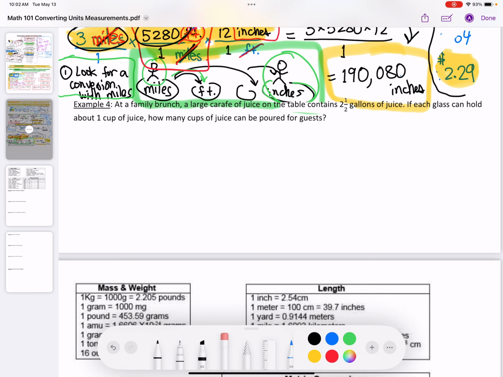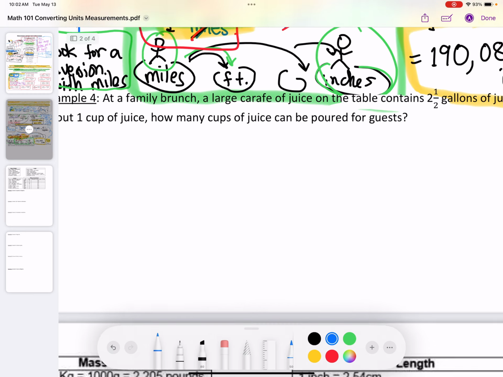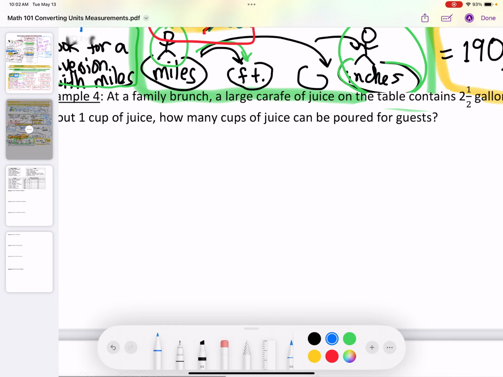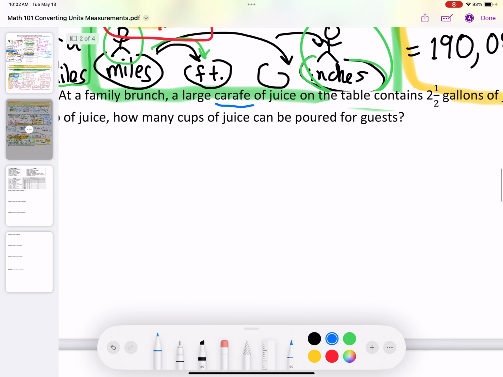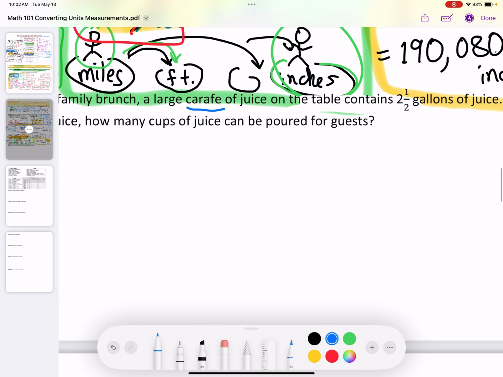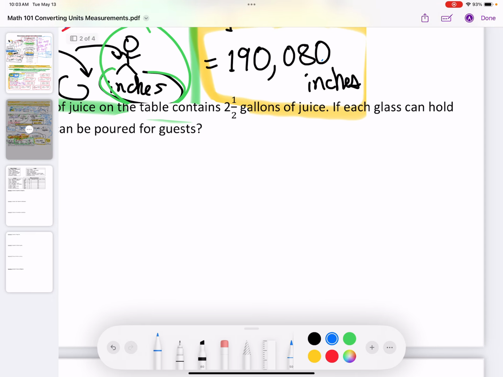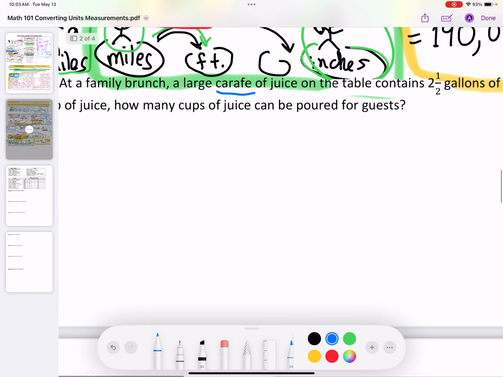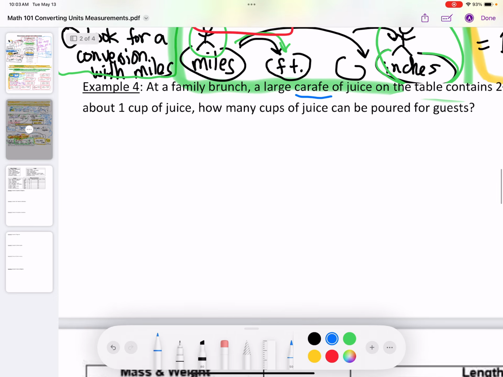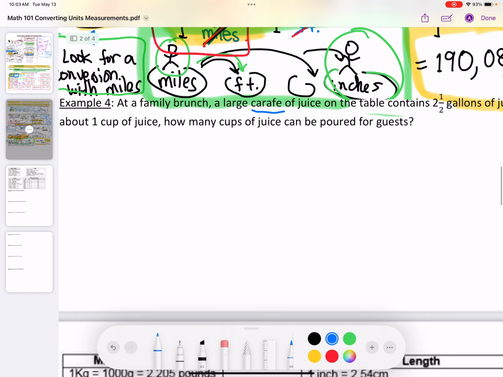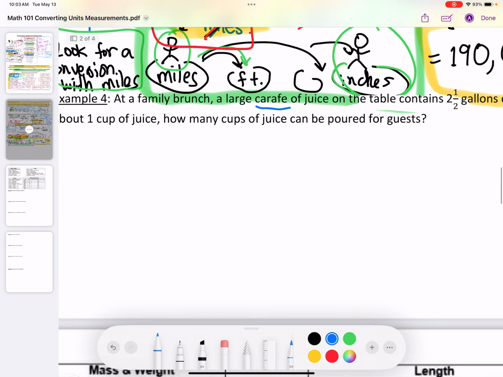Anyway, what do we got here? Example 4. It says, at a family brunch, a large carafe, I didn't know that word. I saw it in a movie or something, so I threw it in there to make me feel smart. A large carafe of juice, which is just like the pitcher you pour it out of, on the table contains 2.5 gallons of juice. If each glass can hold about 1 cup of juice, how many cups of juice can be poured for guests? Ooh, that's a good one.